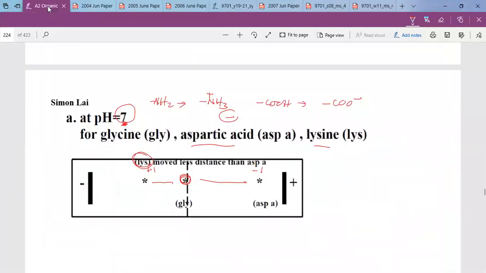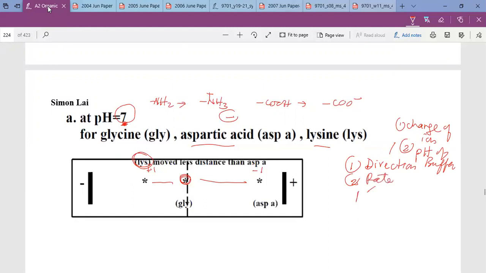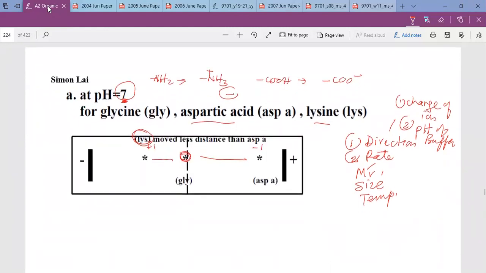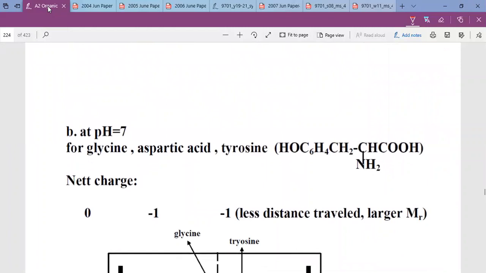So remember, they asked you the question here. The direction of the movement depends on the charge of the ion, and on the pH of the buffer. And of course the rate will depend on the Mr, the size, and the temperature. All these things will play an important part. So now you see how they ask the questions.